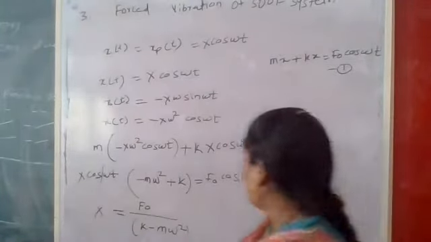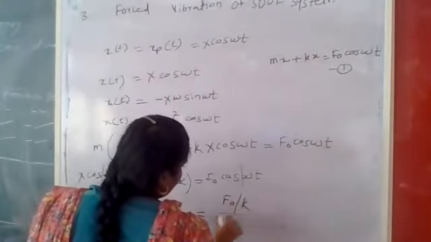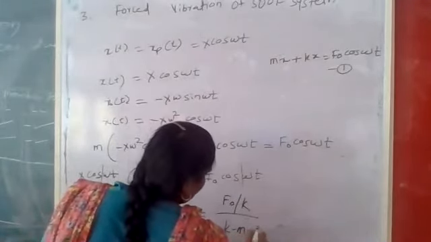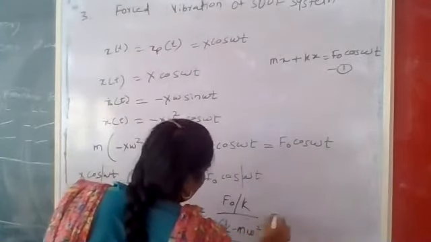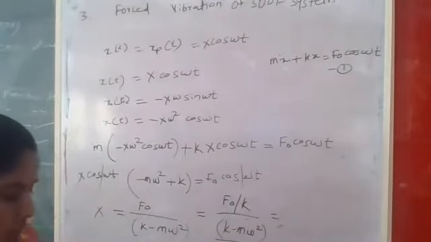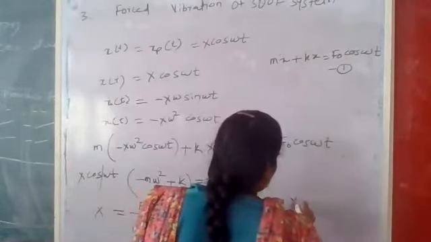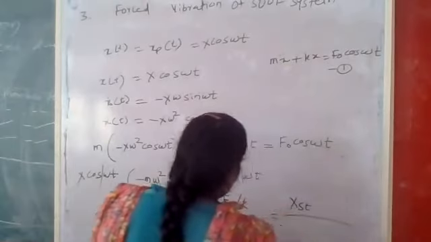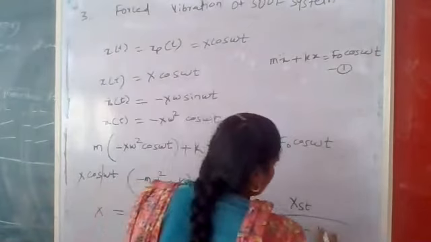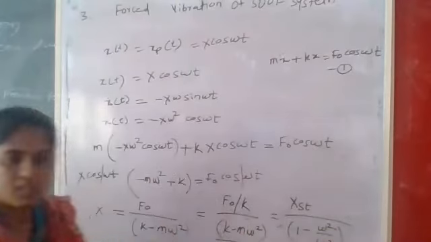For the resolution, next, if we divide by k in both the numerator and denominator, F naught by k will be produced as x static. Now we already know F is equal to k into x, so x static divided by 1 minus omega square divided by k by m, where k by m becomes omega n square. All of you write this down also.